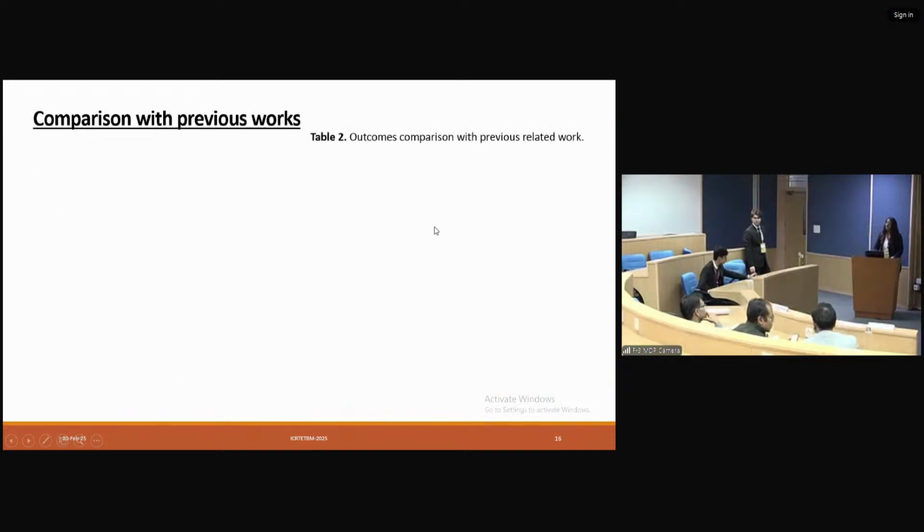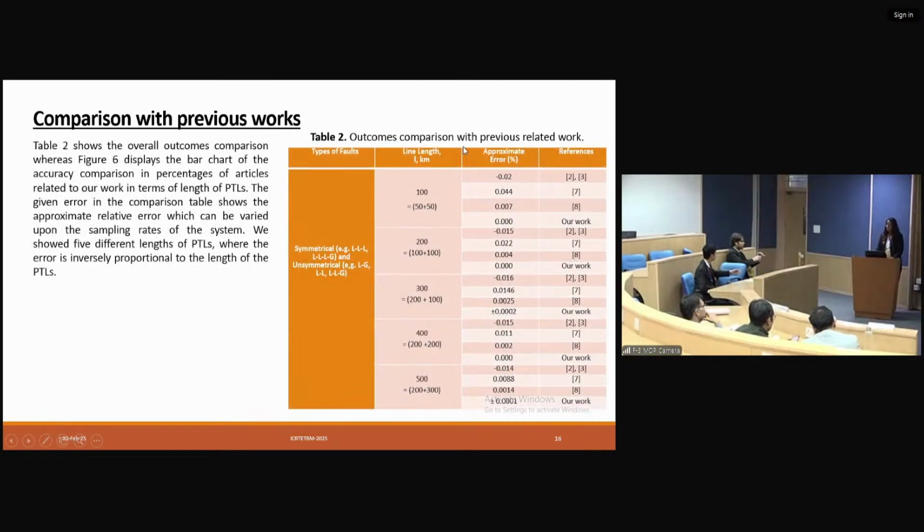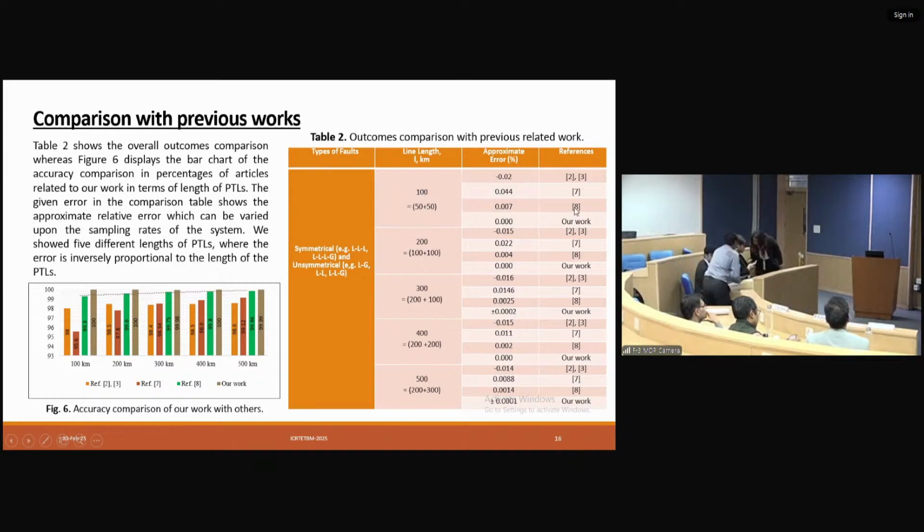This is the MATLAB code of our system. By this program, we can detect the fault and also calculate the distance. These are our outcomes, and we compared our outcomes with previous related works in terms of accuracy and error. Here, for each length, we show the comparison of our work with others, and Figure 6 is the accuracy comparison of our work with others.